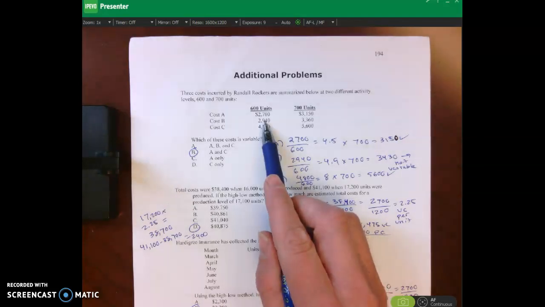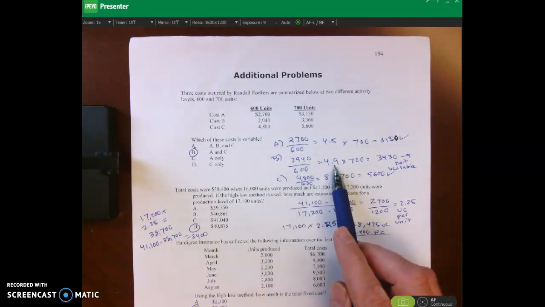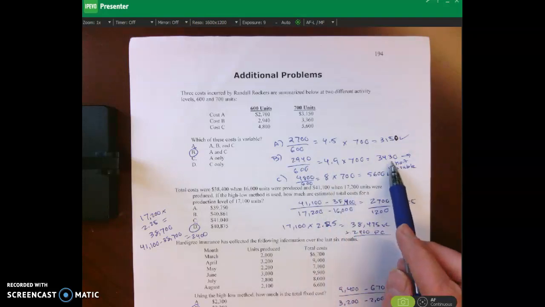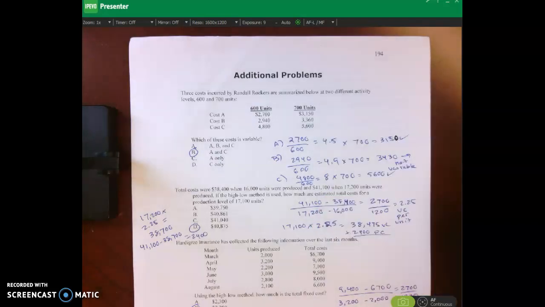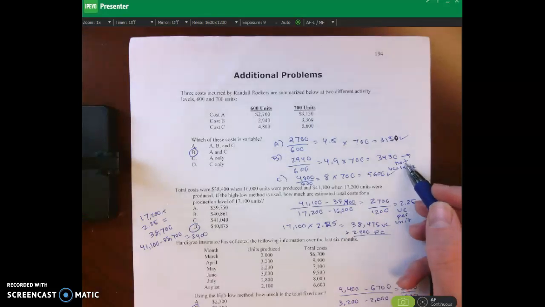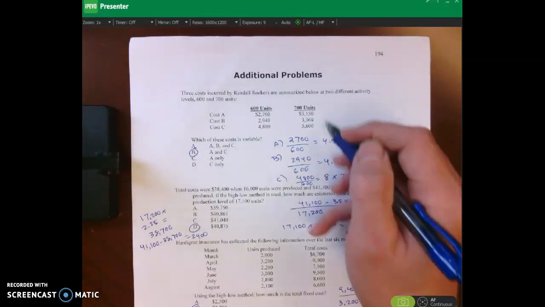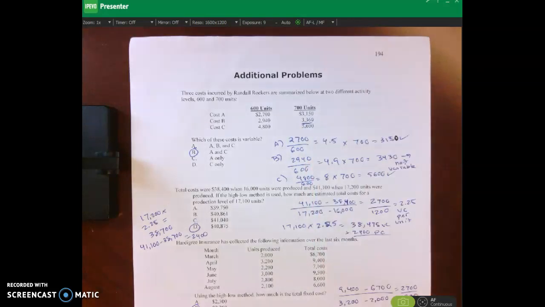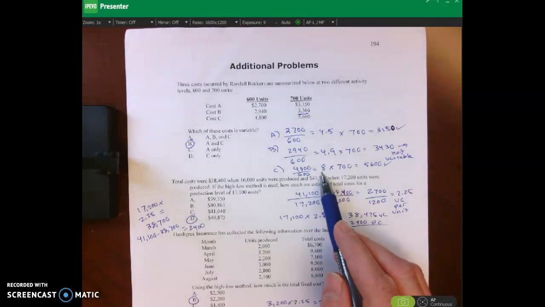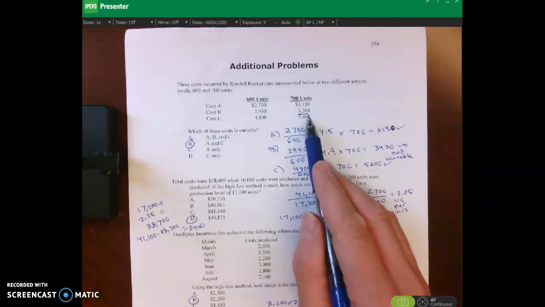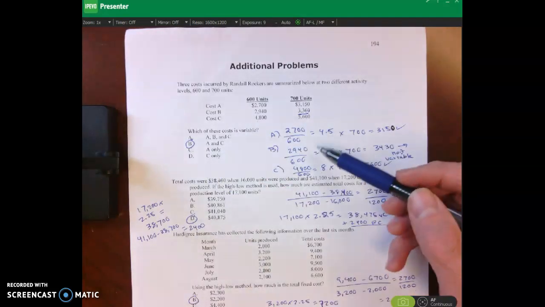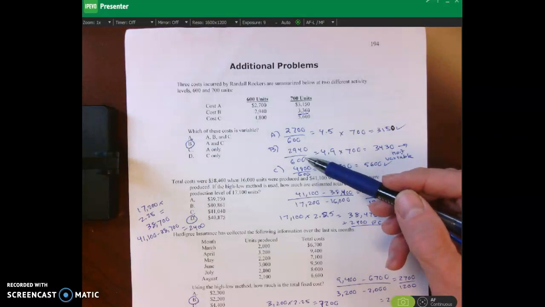Same thing here, $29.40 divided by the 600, $4.90 times the 700. And then what we have is $34.30. And then you can see that is not matched up with $33.60, which means it's not variable. Okay, this one has some fixed costs in it. The next one, 4,800 divided by 600 gives me 8. 8 times the 700 gives me 5,600, and that does match. So that means that A and C are variable costs. B is not a variable cost.